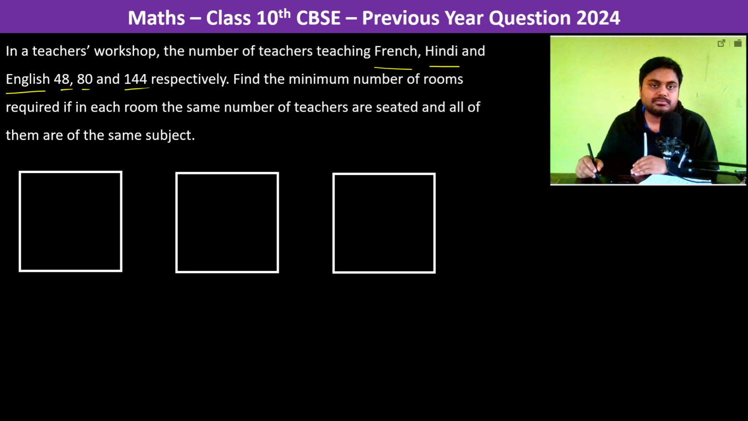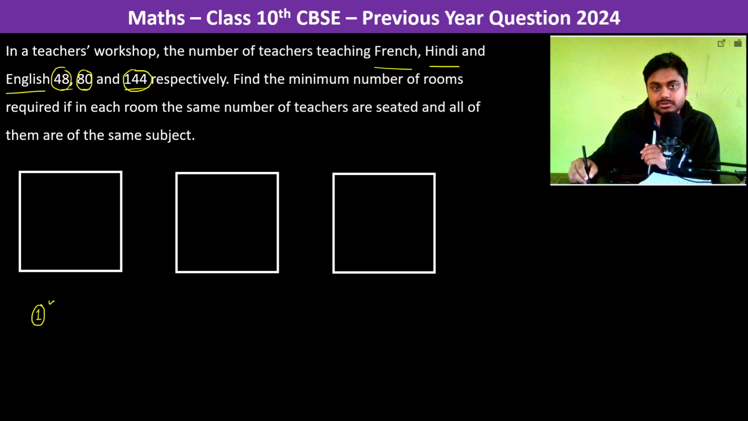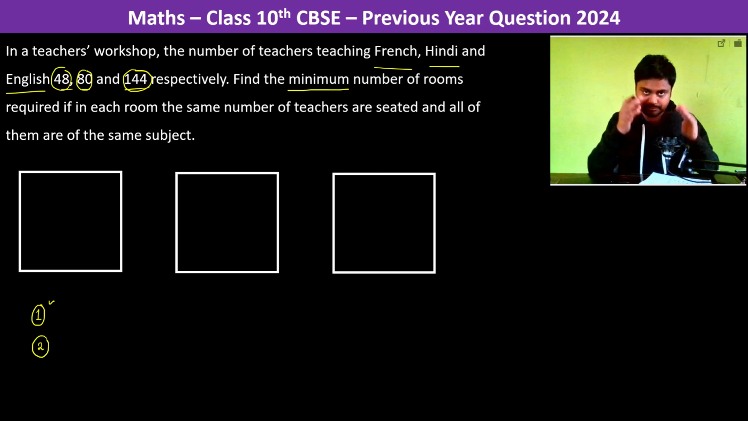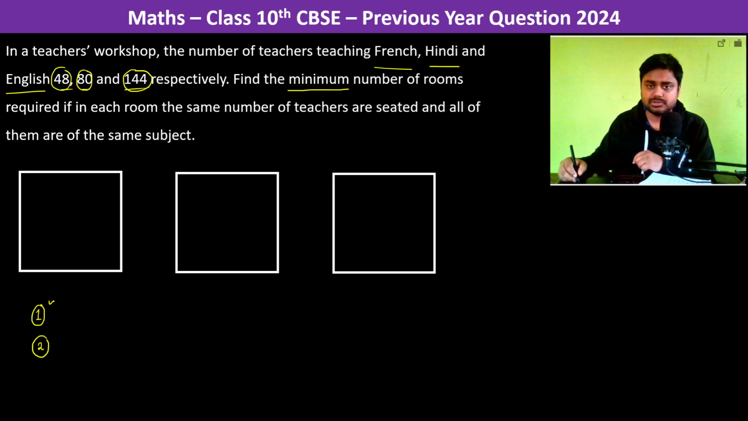Okay, so basically what we have to do here is imagine if I say let the room capacity be 1. Okay, so we'll be requiring 48 such rooms for French, and 80 and 144 respectively, so we'll add them up. But then we have to find the minimum number of rooms. So now if we increase it to 2, then it reduces. So basically, if we analyze a little bit, we have to find the highest common factor. So let us find the highest common factor.